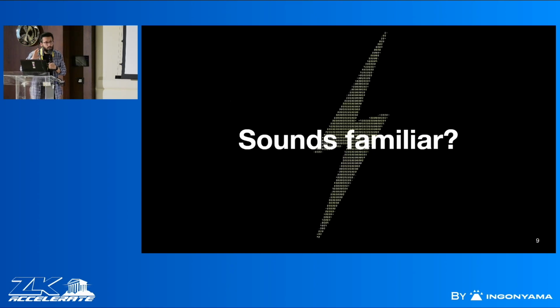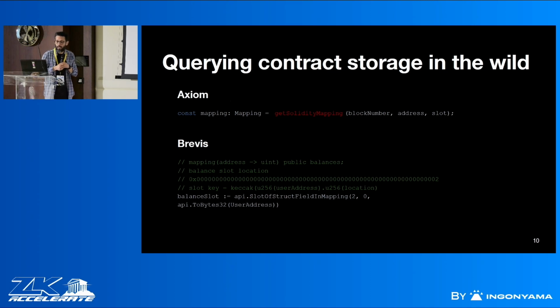And if all of this sounds familiar, it's because it should be familiar. Out there are already some really cool projects. I'm going to cite just a few, not all of them. But there are really a good bunch of projects that use this sort of technique. We have Axiom, we have Brevis, but there are also others. And they basically allow you to have access to on-chain data on whatever ZK coprocessor, right?